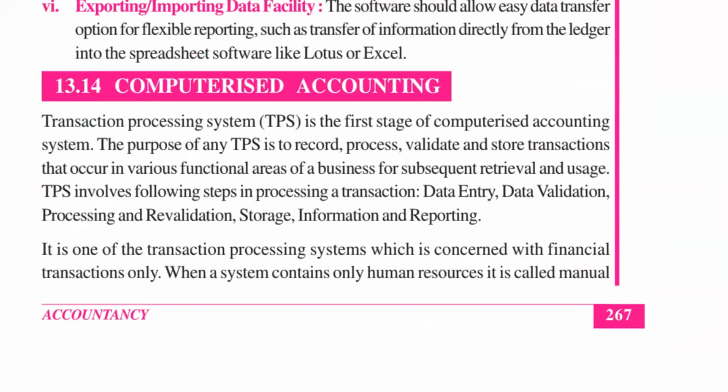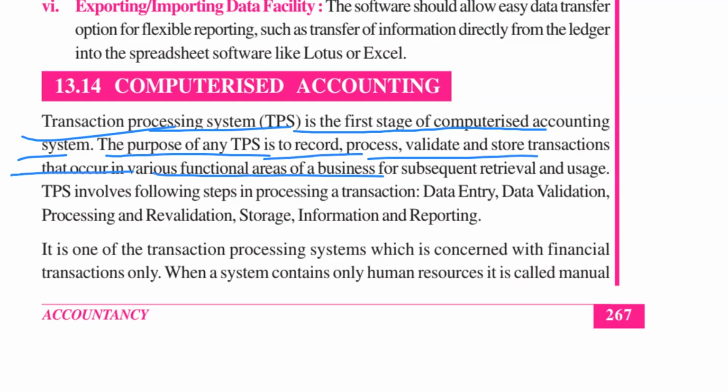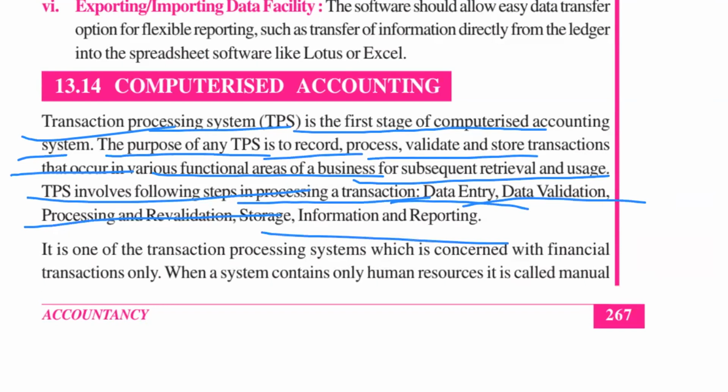See, the transaction processing system, TPS, is the first stage of a computerized accounting system. The purpose of TPS is to record, process, validate, and store transactions that occur in various functional areas of the business for subsequent retrieval and usage. TPS involves the following steps of processing a transaction: data entry, data validation, processing and revalidation, storage, and information and reporting.